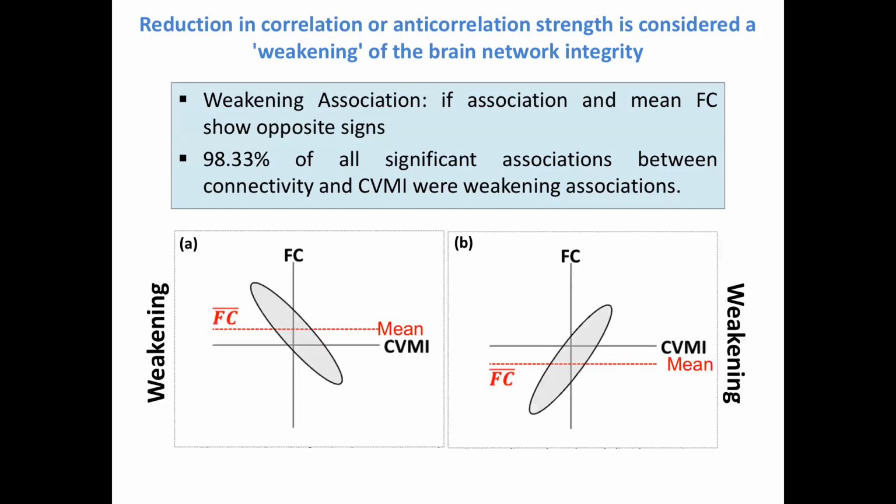For example, in part A, the mean connectivity is positive while the association is negative. Similarly, in part B, the mean connectivity is negative while the association is positive. In other words, a weakening effect is when the strength of the correlation or anti-correlation is decreasing with increasing risk.